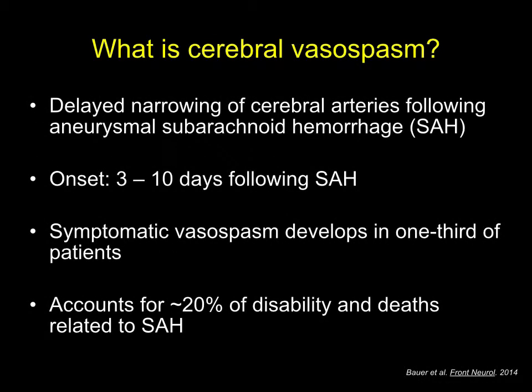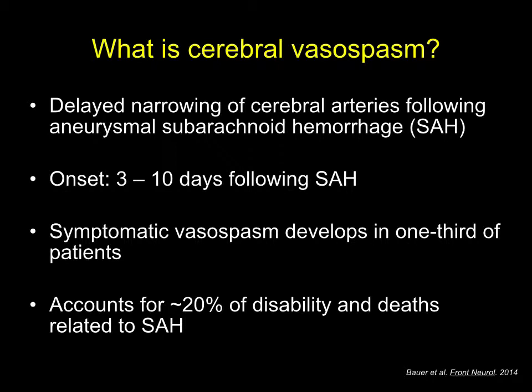Cerebral vasospasm refers to the reversible narrowing of the cerebral arteries that is most commonly seen following aneurysmal subarachnoid hemorrhage. Vasospasm reduces blood flow to the region of the brain supplied by the artery, which in turn may lead to an ischemic event. Vasospasm typically occurs between 3 and 10 days following subarachnoid hemorrhage.